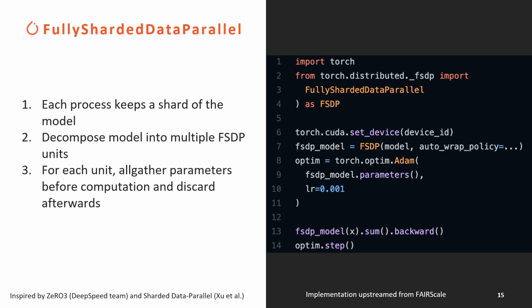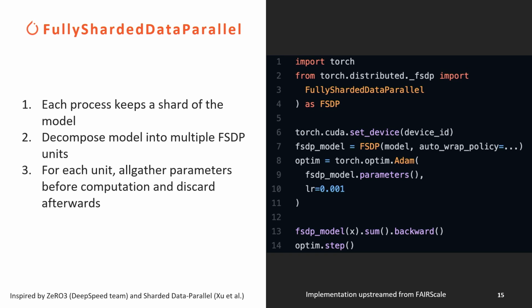Next, the fully sharded data parallel, or FSDP. It is inspired by Microsoft's DeepSpeed ZeRO-3 and the code is upstreamed from FairScale's FSDP. The code is shown on the right. FSDP is a type of data parallel training, but unlike traditional data parallel, which maintains a per-GPU copy of the model's parameters, gradients, and optimizer states, FSDP shards all of these states across data parallel workers and can optionally offload the sharded model parameters to CPUs.